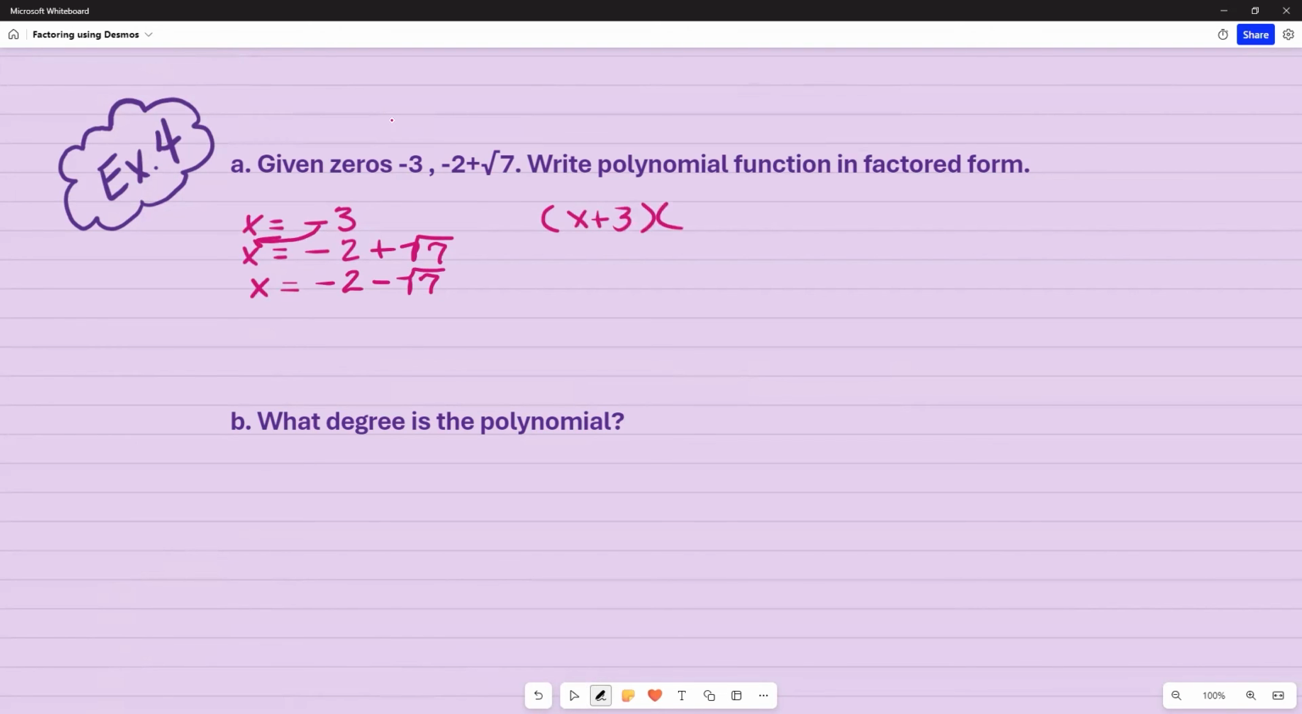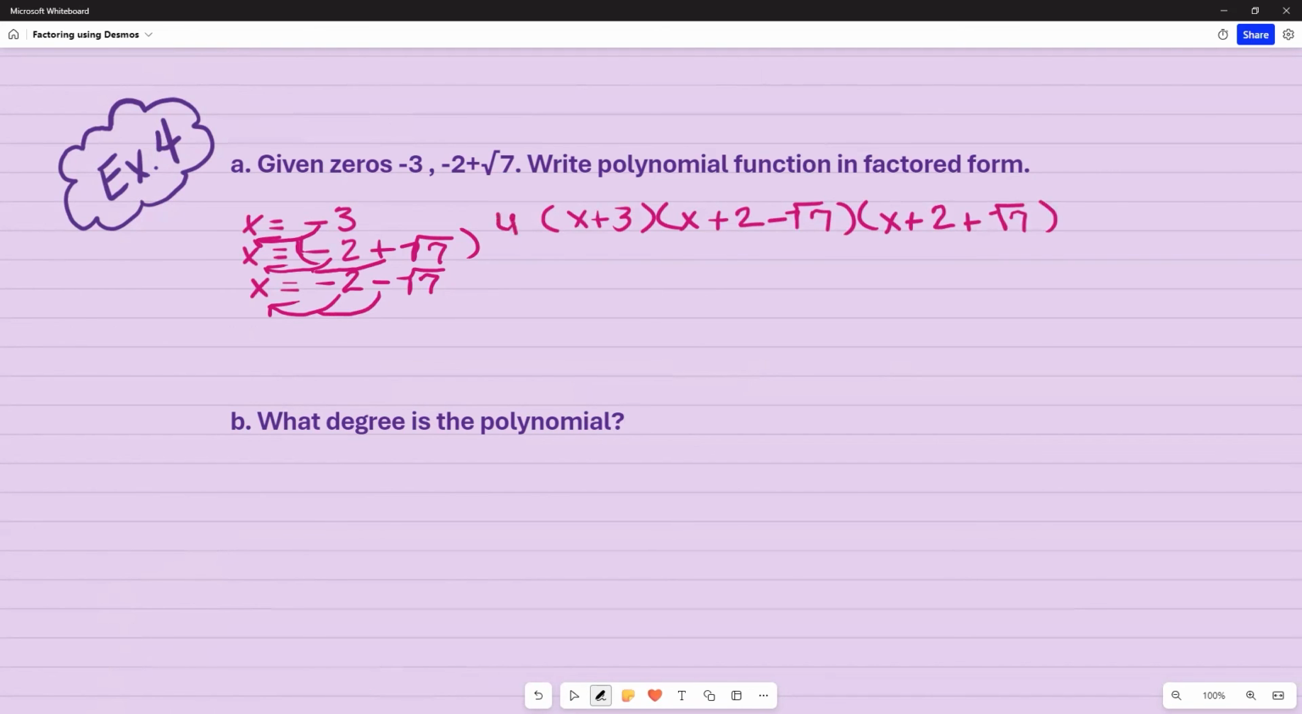For the next one, all of this is being moved over as an expression. So if I move over -2, that's going to be x plus 2. Don't forget the x. Then if I move this one over, that's going to be -√7. Now I go to the next one, do the same thing. Well, guess what? The -2 still is x plus 2. I'm not changing anything with the real part. It's only the irrational part that I'm changing. But this time, this now becomes +√7.